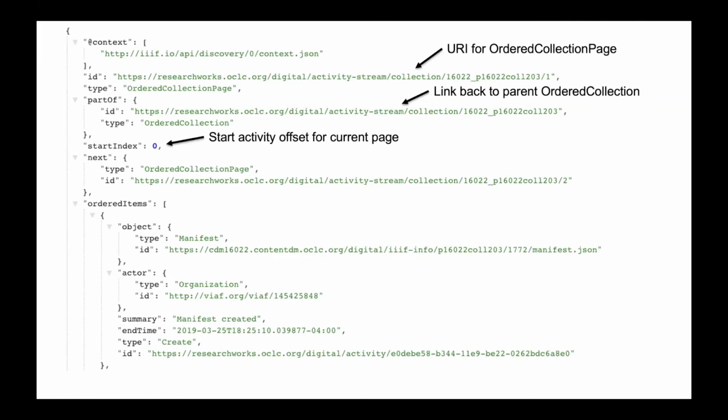There is a field called start index, which is an offset for what activity you're at. So for page 1, the offset would be 0 because you're starting at the first activity. And then the next page would be whatever its next offset is. So if each page has 20 activities on it, for page 2, its start index value would be 20.